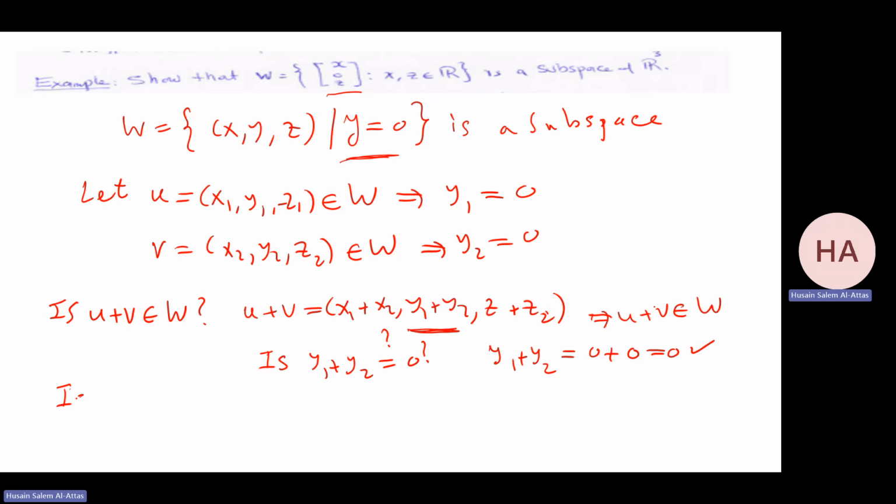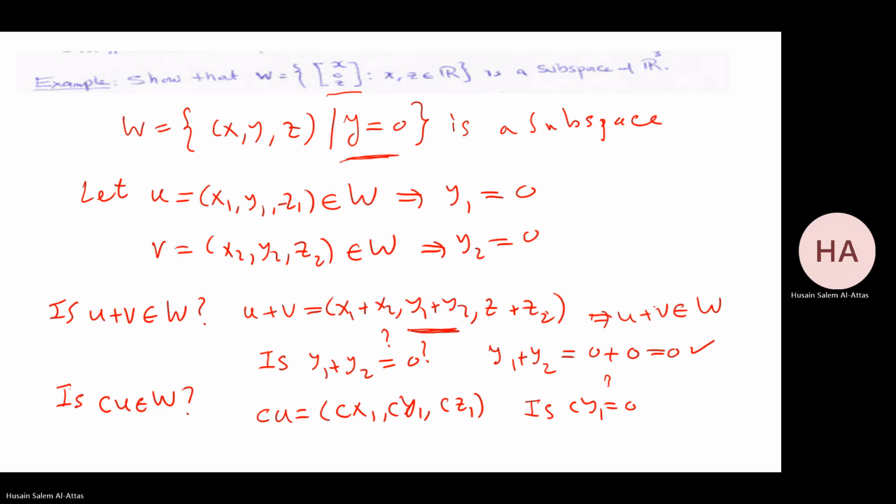Now the second question is, does CU belong to W? The answer is yes, because CU is (CX1, CY1, CZ1). The question is, is CY1 equal to 0? Check: CY1 will be C times 0, which is 0. So this is correct. That means CU belongs to W, which means W is a subspace.